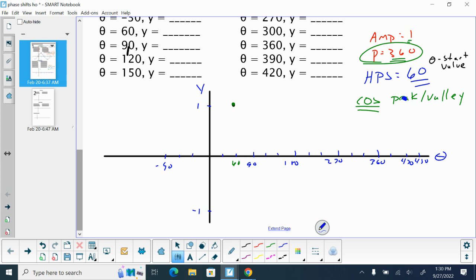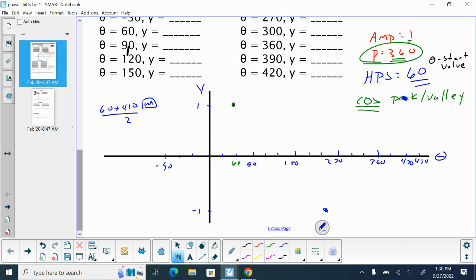Now we play our games of halves, halfway between 60 and 420. I can take 60 plus 420, which is 480, and divide that by 2. I get 240 degrees. If I'm at 240 degrees on the cosine curve, remember, we are up at the peak, then we go all the way down below the neutral axis. So at 240, we'll be at -1.